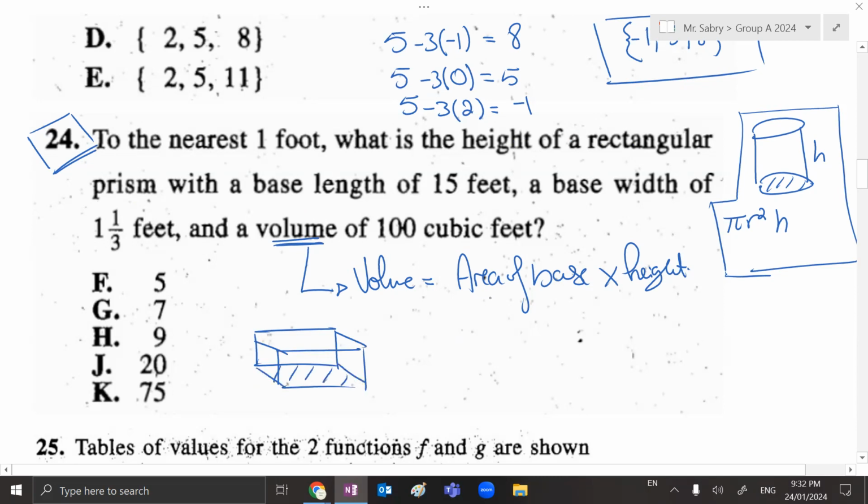The area of the base in this case would be length times width, because the area of the rectangle is length times width. If we multiply that by the height, we'll get the volume. So that's the rule of the volume.